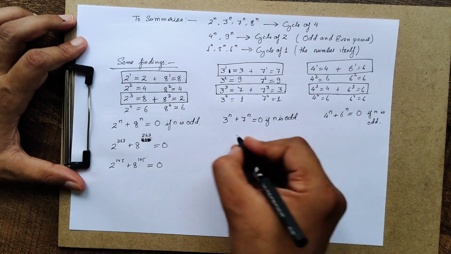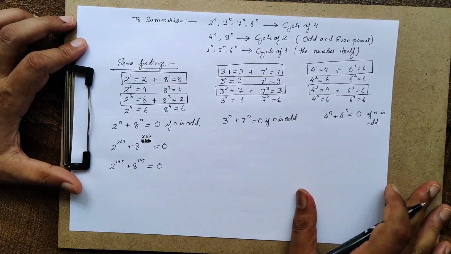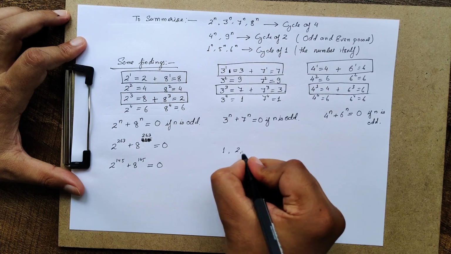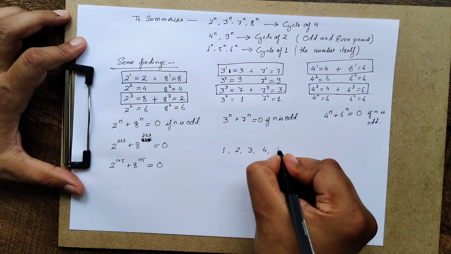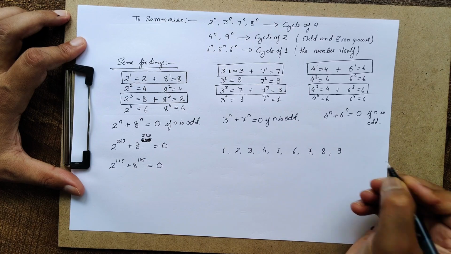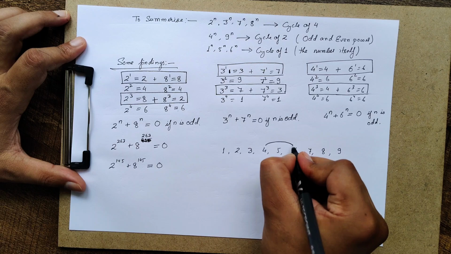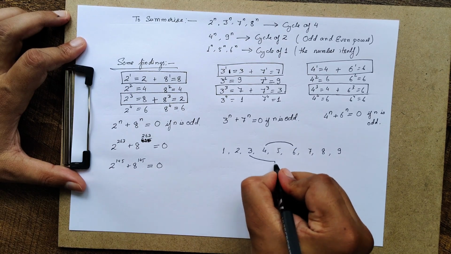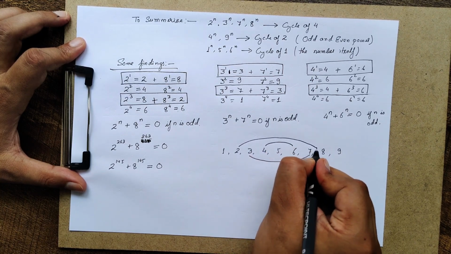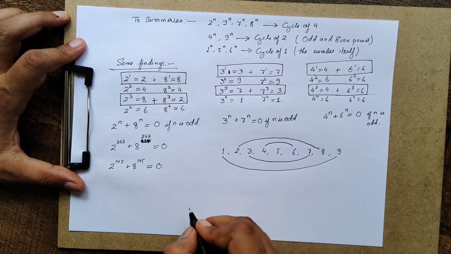Similarly, we can see for 1 and 9. So if we write like this, 1, 2, 3, 4, 5, 6, 7, 8 and 9. 4 and 6 makes 10. 7 and 3 makes 10. 2 and 8 makes 10. And 1 and 9 makes 10. Right?